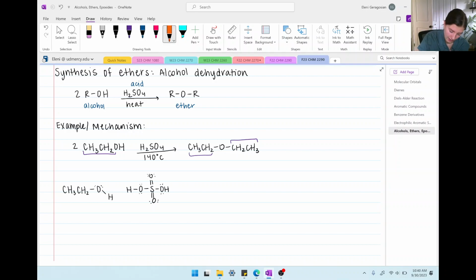The oxygen part of the alcohol is the only atom in the alcohol molecule that has non-bonding electrons. That's the only atom that can create a new bond with its non-bonding electrons. It will take a proton from the strong acid, sulfuric acid, and then in sulfuric acid, that oxygen will take electrons from the oxygen to hydrogen bond.